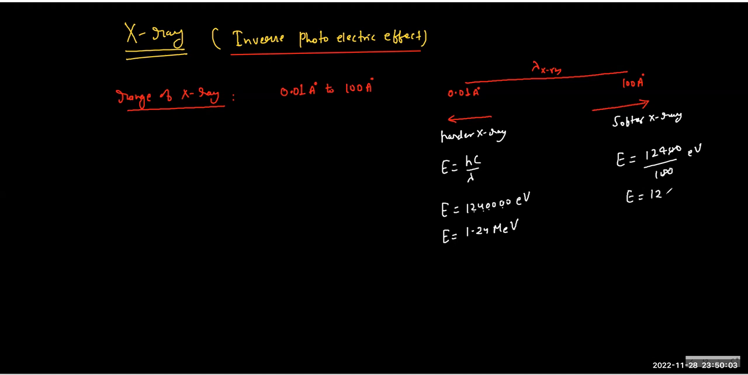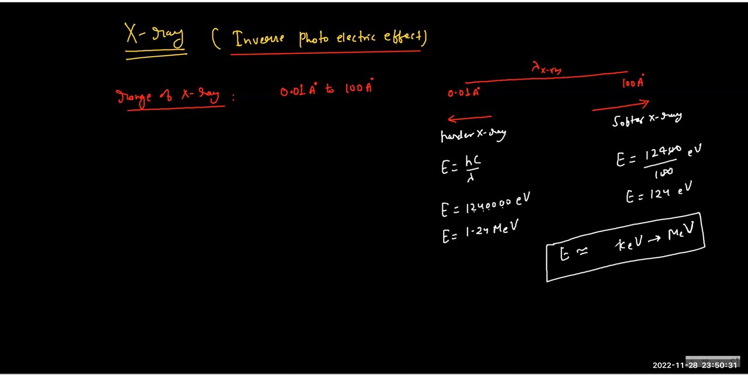It goes to at least keV. So the range is from kiloelectron volt up to mega electron volt. So generally, the typical range is from keV up to MeV. And this range is also important to be remembered by us. We must remember the range of X-rays.